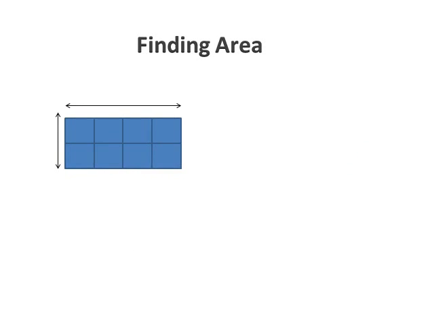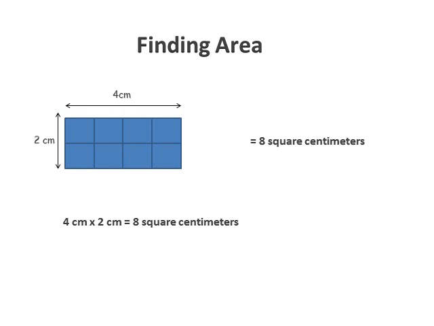Alright, we want to find the formula for the area of rectangular or square figures. This is the figure that we used in the previous page, where we have 8 square centimeters. But if we look closely, the length of this is 4 centimeters and the width is 2 centimeters. If you multiply 4 by 2, you would have 8. So 4 centimeters times 2 centimeters is 8 square centimeters.